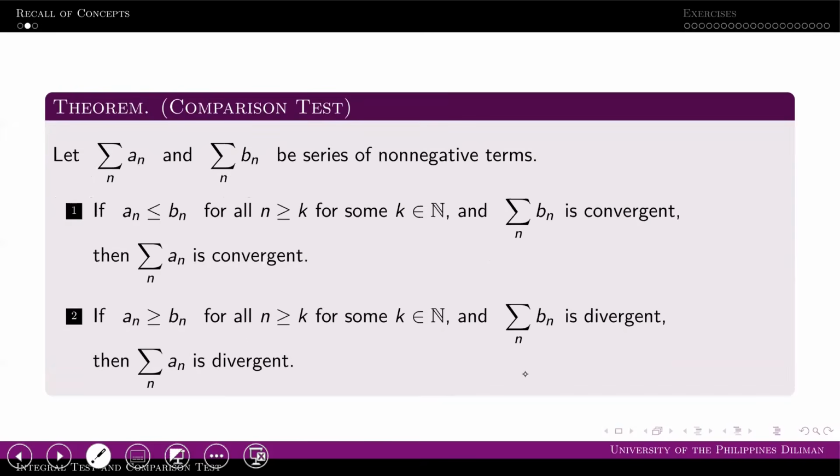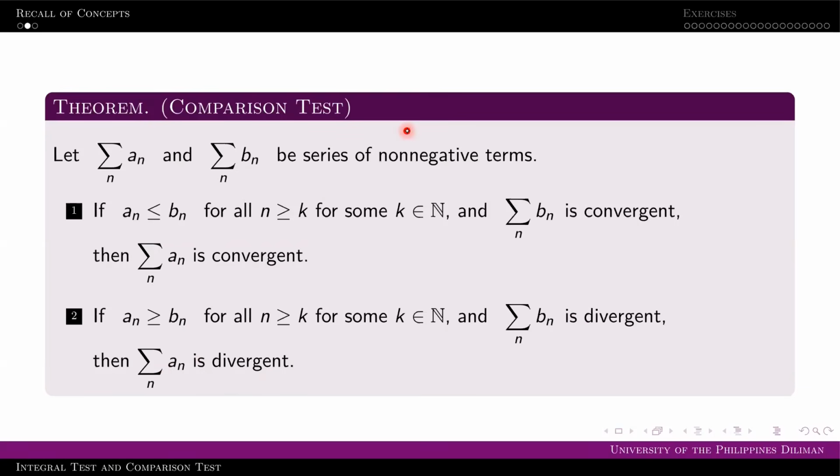Yung next test natin, comparison test, involves two series of non-negative terms an and bn. Kung si an and bn has this kind of relationship where an is less than or equal to bn, tapos yung bigger series natin is convergent, then yung smaller series should converge as well. On the other hand, if yung relationship is such that an is greater than or equal to bn, tapos yung smaller series natin is divergent, then yung bigger series natin should diverge as well.